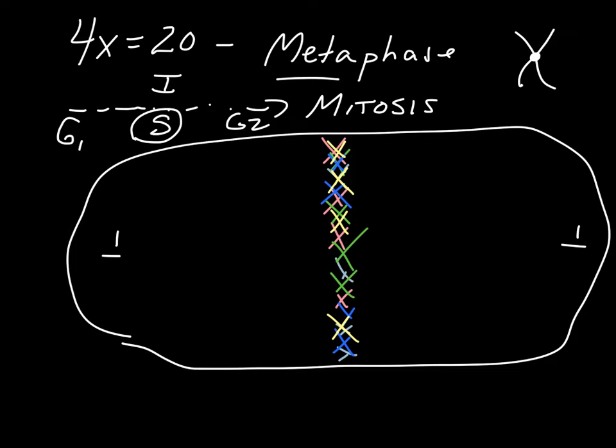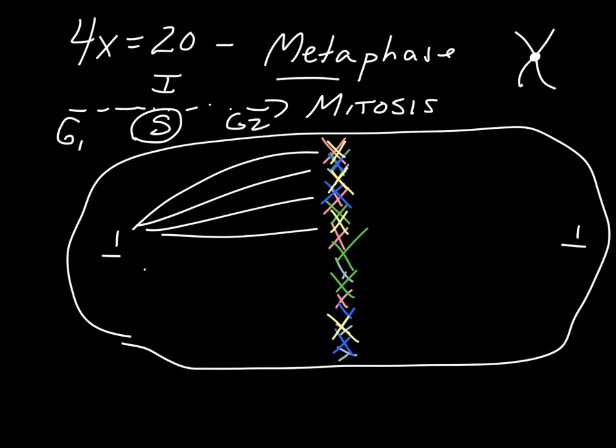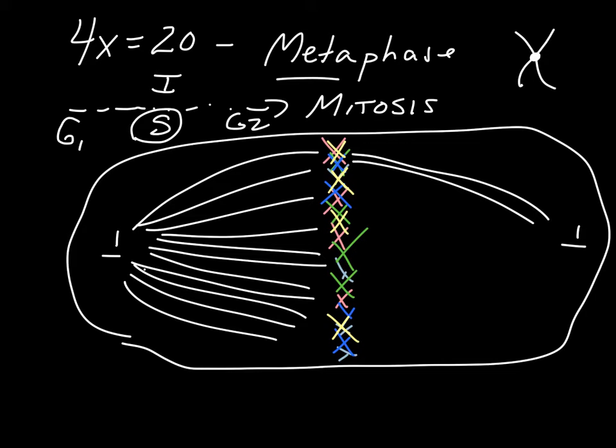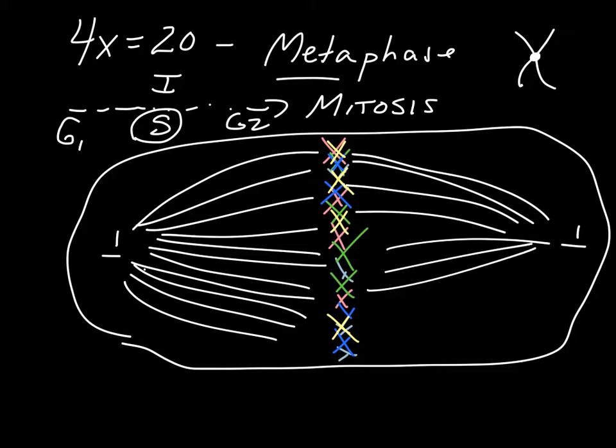chromosomes. Very messy. And what would happen is the spindle fibers would attach to the kinetochore, which is found on every centromere. I don't want to draw all the spindle fibers. And this shows that organism in metaphase.